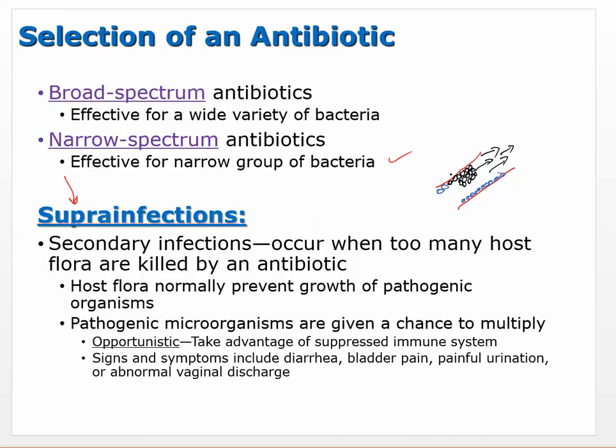That's a secondary infection. So host flora, the little blue ones here in this case, normally prevent the growth of pathogenic organisms, but if pathogenic organisms are given a chance to multiply, they're opportunistic, they take advantage of the suppressed immune system. Signs and symptoms include diarrhea, bladder pain, painful urination, or abnormal vaginal discharge.